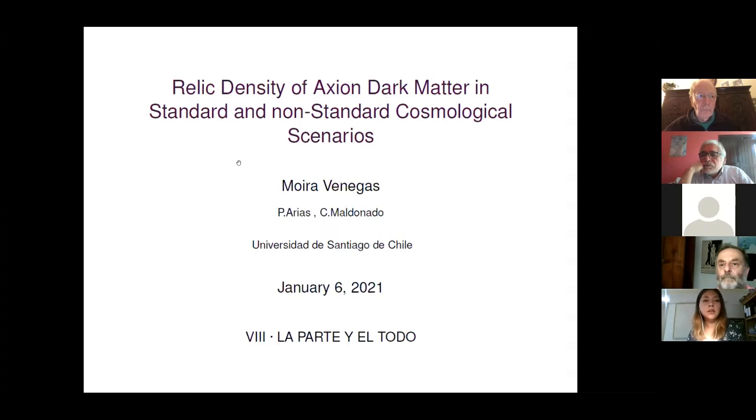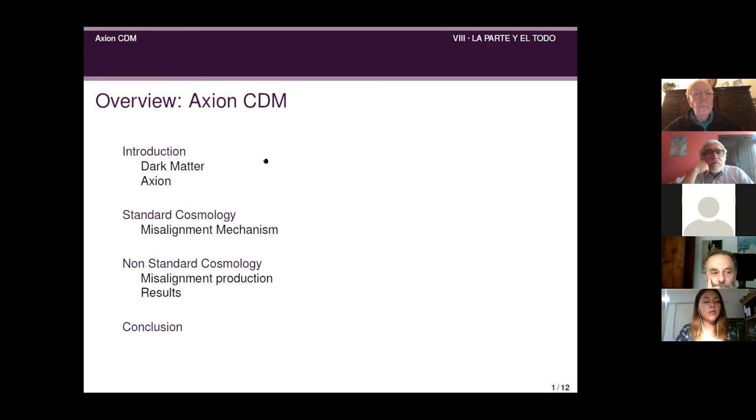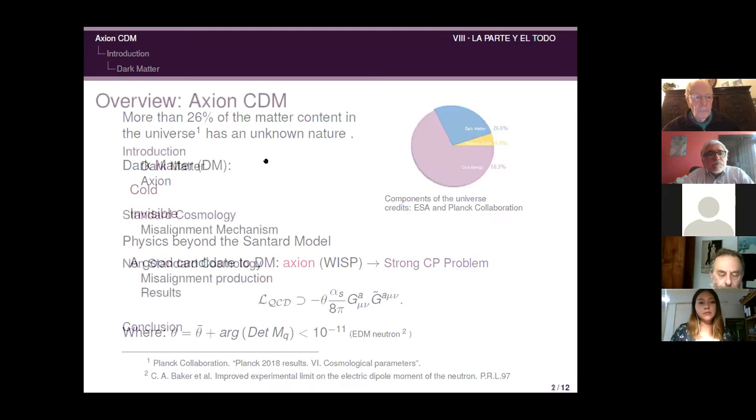Okay, thank you. So I'm going to talk about relic density of axion dark matter in standard and non-standard cosmological scenarios. This is the overview of my talk. First, a brief introduction of dark matter and axion. Then I'm going to explain what a standard cosmology is and how the production of axion works there. And finally, our proposal, which consists in considering non-standard cosmology.